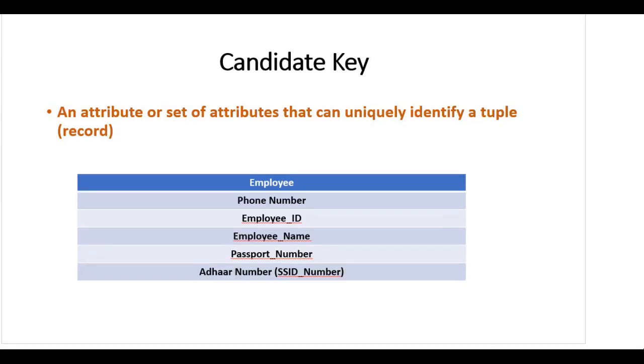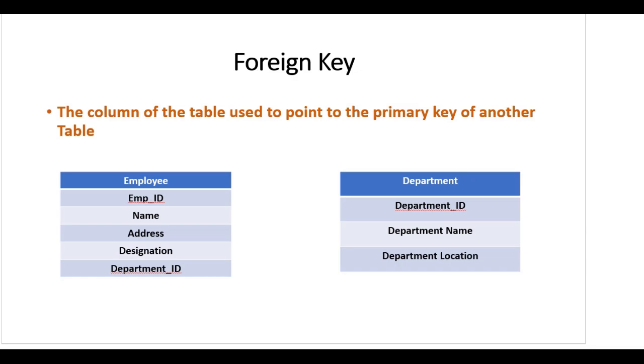Let's move to our last topic, which is the foreign key. What does the foreign key mean? Foreign keys are the columns of a table used to point to the primary key of another table. Now you can see we have the employee table and another one, the department table, right? The employee table has attributes such as employee ID, name, address, designation, department ID. And in the department table, we have department ID, department name, department location.